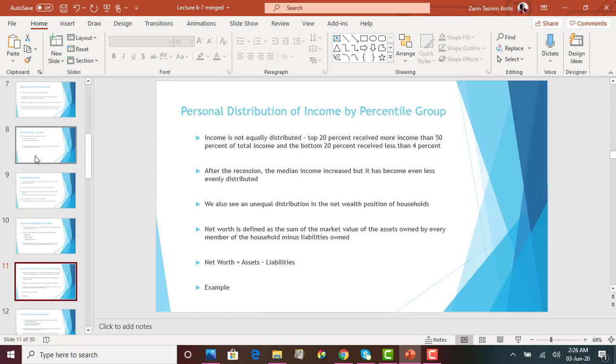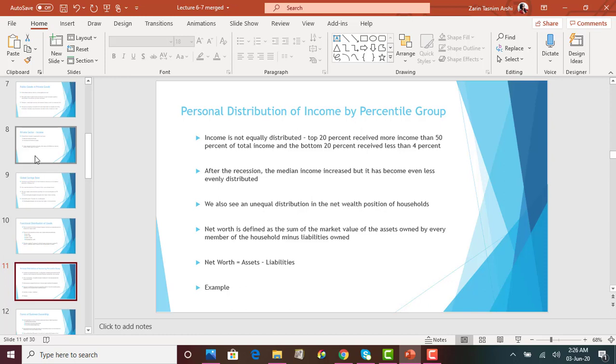Okay, there's one topic that the book talks about, called net worth. Now, if you have taken an accounting class, you probably already know what net worth means. But net worth is basically defined as the sum of the market value of all the assets owned by an individual minus all the liabilities that individual has.